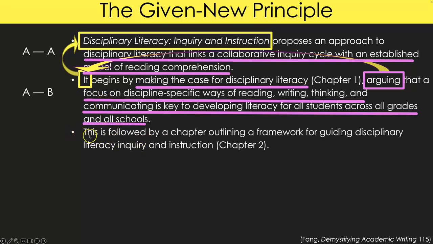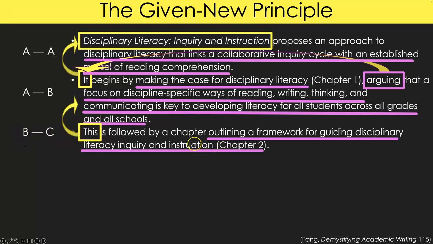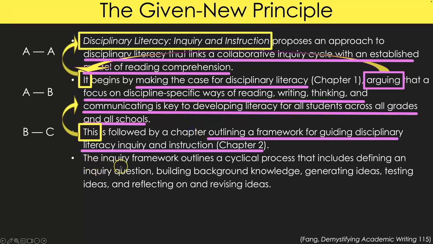This is followed. What is this? What is followed by a chapter? Well, it doesn't make sense that disciplinary literacy is followed by a chapter because it's the whole book. So we want to ask ourselves, well, what exactly is this? And this is actually just connecting back to the previous new information. So this is our B, and then the rest of that sentence is introducing C, our new information, that it's outlining a framework. Then we go into the next one, the inquiry framework outlines. Well, what inquiry framework? That's connecting back to that new information. So we're shifting into C here.